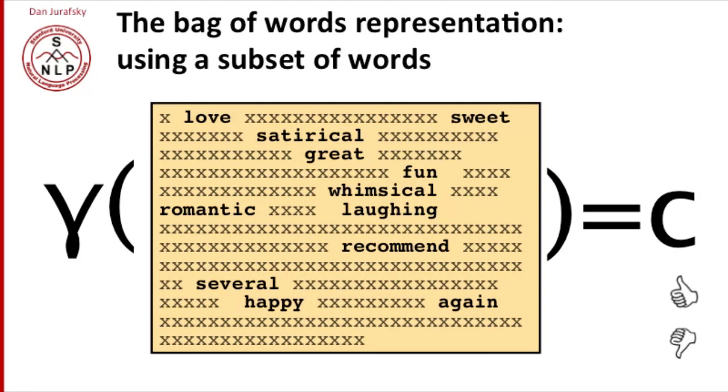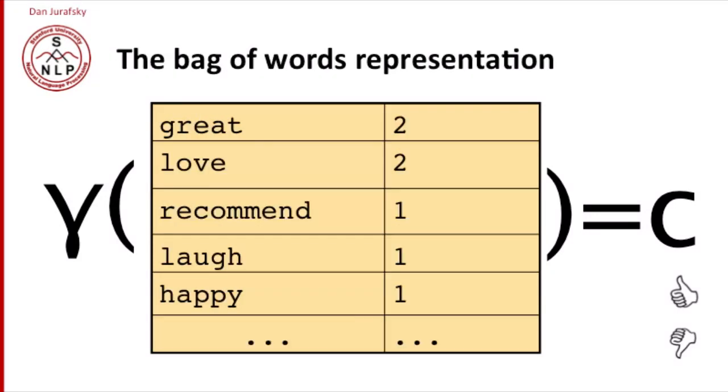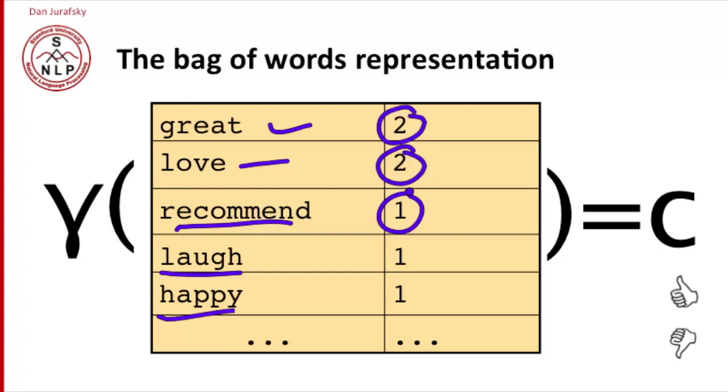Whether we use a subset of words or all the words in the document, the bag of words representation loses all the information about the order of the words in the document, and all we represent about the document is the set of words that occurred and their counts. So for example, for the previous document, we might represent the document as just a vector of words, great, love, recommend, laugh, happy, and for each one a count. Great occurred twice, love occurred twice, recommend occurred once.